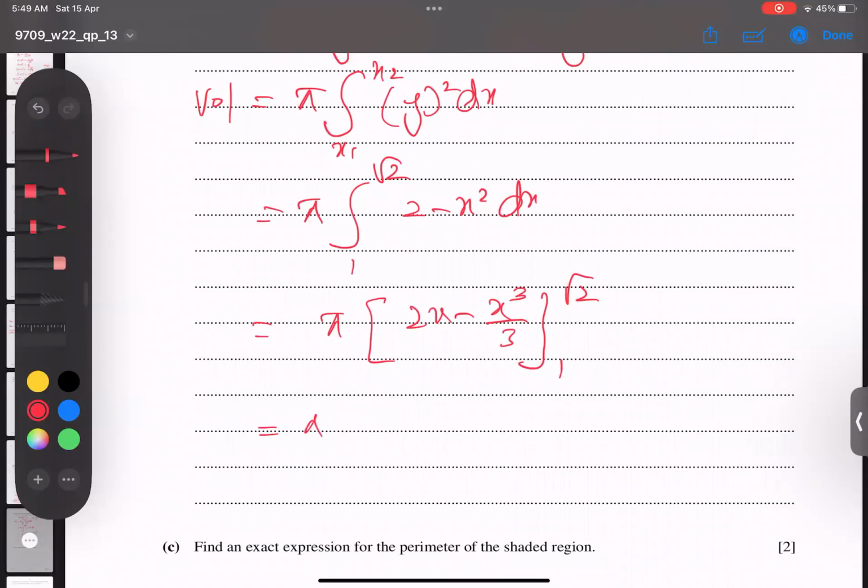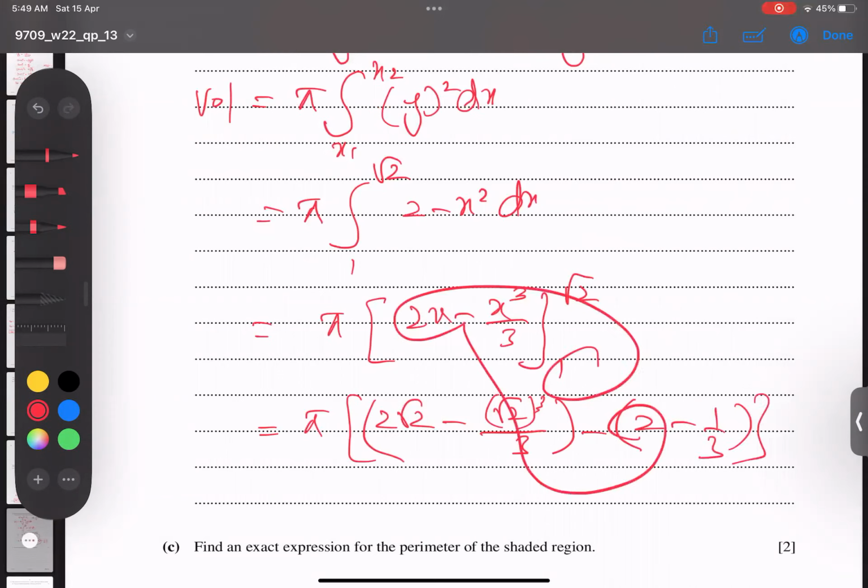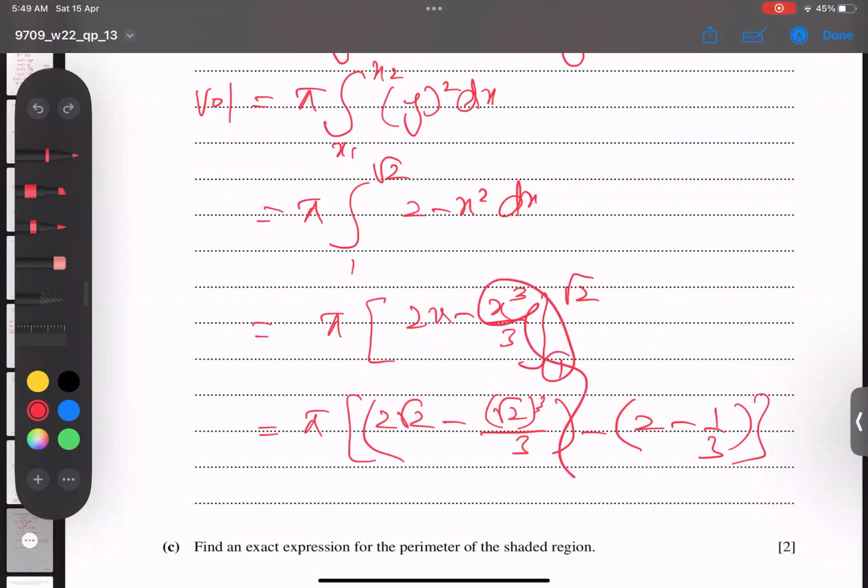Replace every x by root 2. So 2 root 2 minus root 2 to power 3 over 3, upper limit done. Now replace every x by 1. I got 2 minus 1 over 3. Reason: 1 into 2 is 2, and 1 to any power is 1, so no need to change. I hope up till here, not a big confusion.